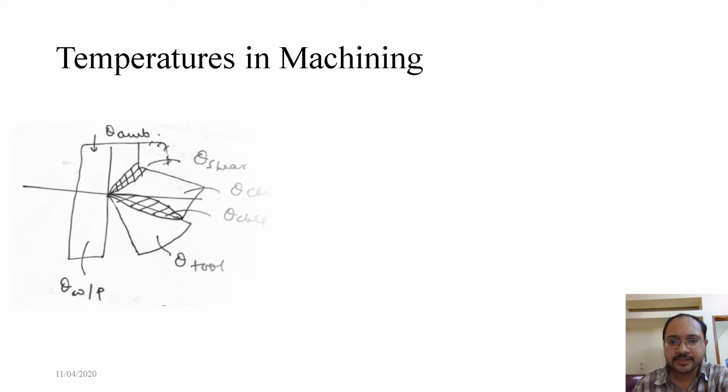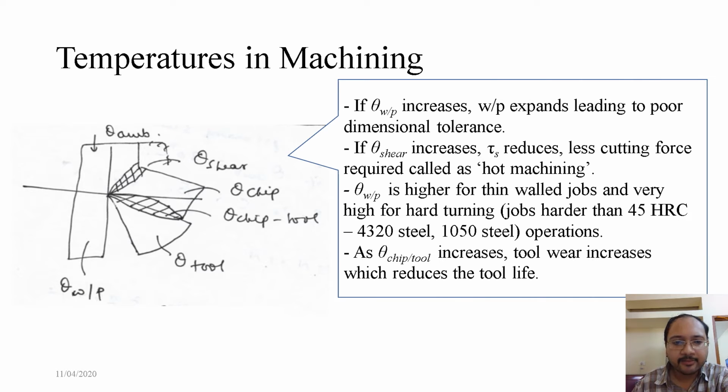Coming to temperatures in machining, theta ambient is the ambient temperature, theta shear is the shear zone temperature, theta chip is the chip temperature, theta chip-tool is the average chip tool interface temperature, theta tool is the tool temperature, and theta workpiece is the temperature of the machined surface.